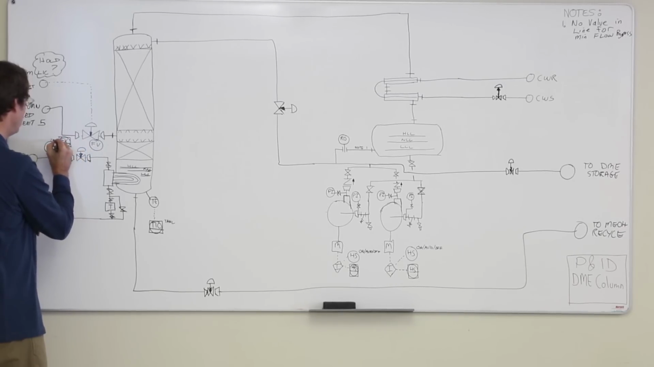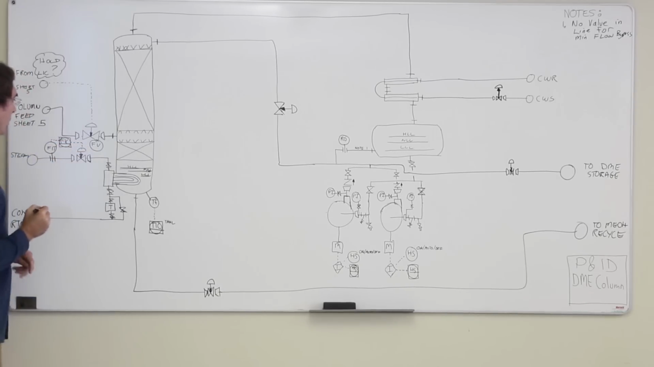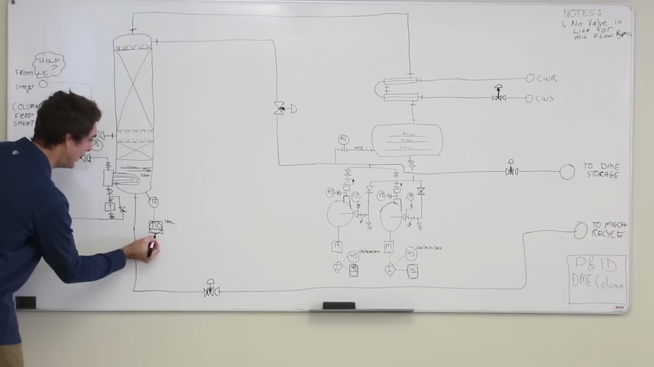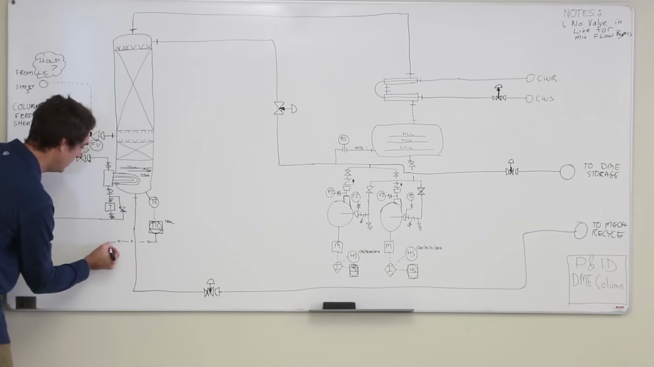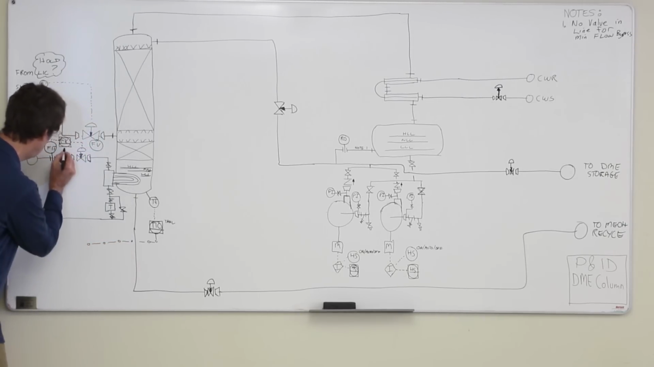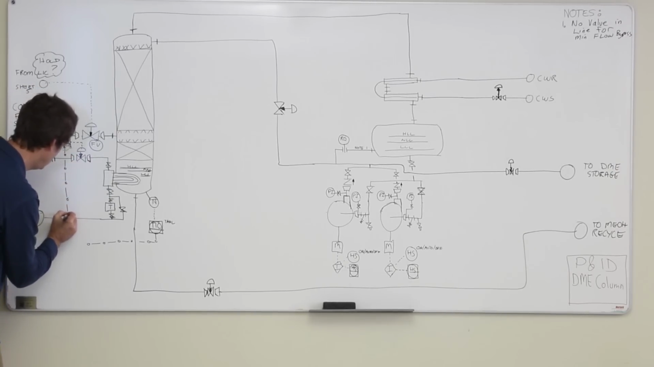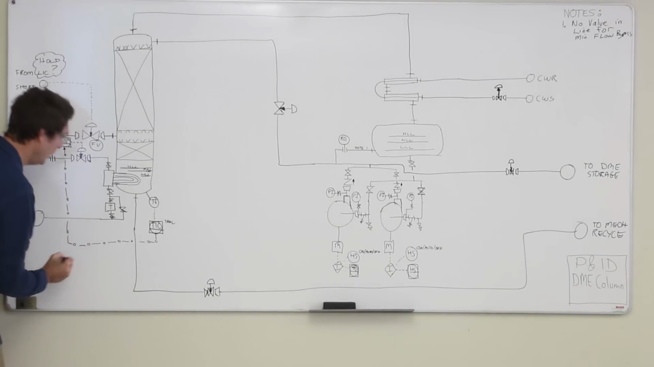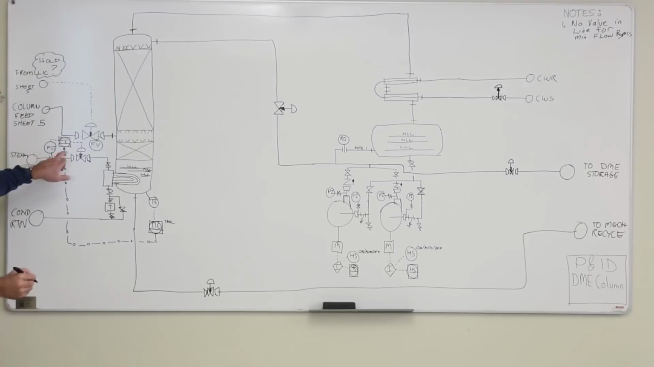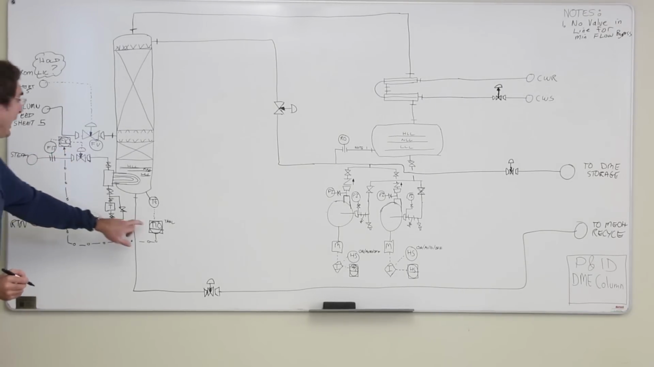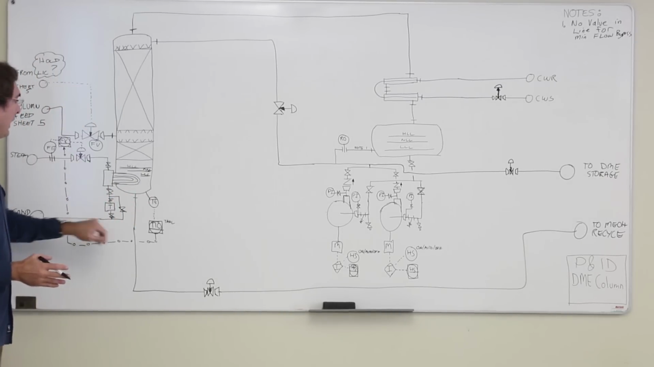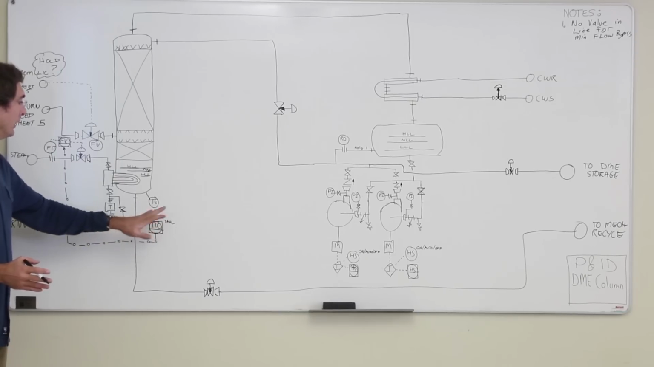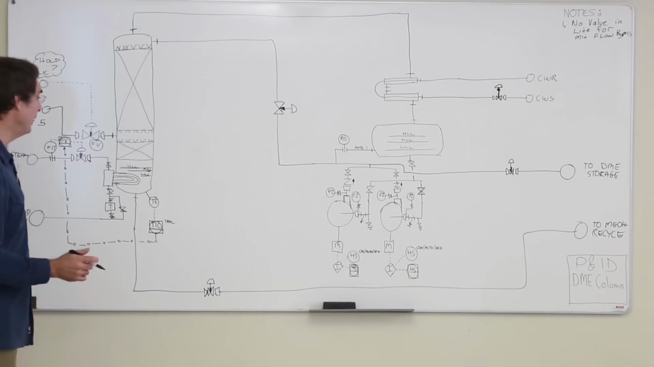Here. And then I'm going to tie the temperature indicating controller into, I'm going to cascade it. So the temperature indicating controller is going to send the set point to the flow controller. It's going to tell the flow controller, I need 100 pounds an hour of steam, or whatever the number is. Okay? And the temperature indicating controller is going to be measuring basically the composition in there.